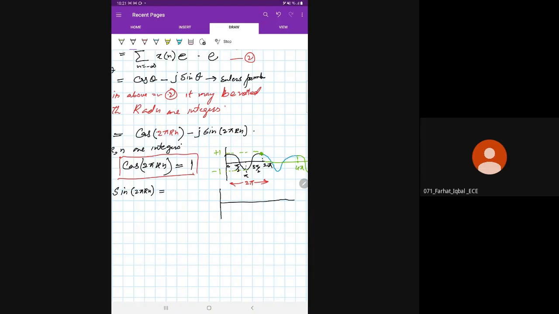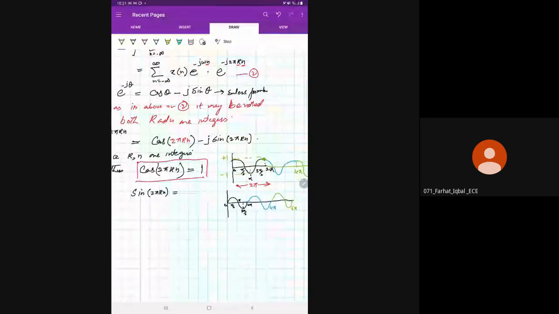This is sine theta. So this is 0, this is pi by 2, this is pi, 3 pi by 2, this is 2 pi. Okay, so another cycle will be like this. This means 4 pi. Third cycle would be like this. This means 6 pi.